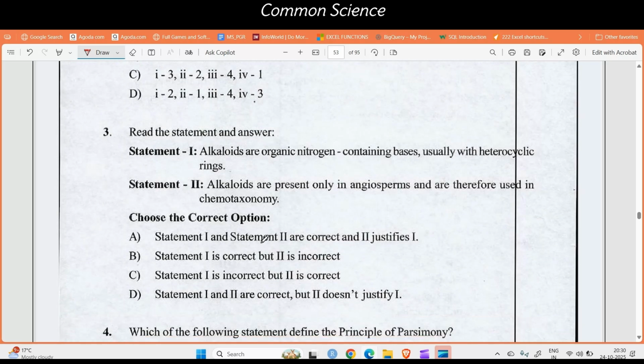Moving on to the next question, question number 3, which says that alkaloids are organic nitrogen containing bases, usually with heterocyclic rings. Yes, alkaloids are indeed nitrogen containing bases with heterocyclic rings. And then statement 2 is: alkaloids are present only in angiosperms. Only is a dangerous word here because biology, as you know, is a science of exceptions, and any statement in which only is present is usually wrong. So this statement is also wrong. Statement 1 is correct. Statement 2 is wrong. Okay, option B.